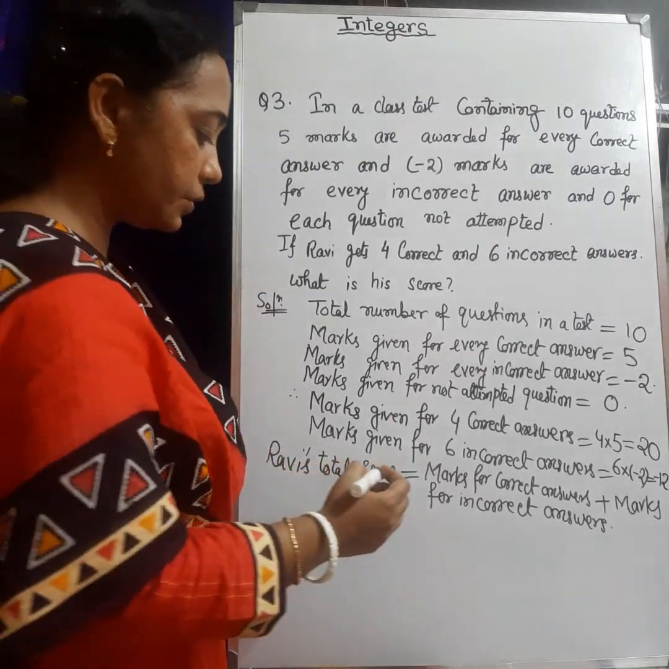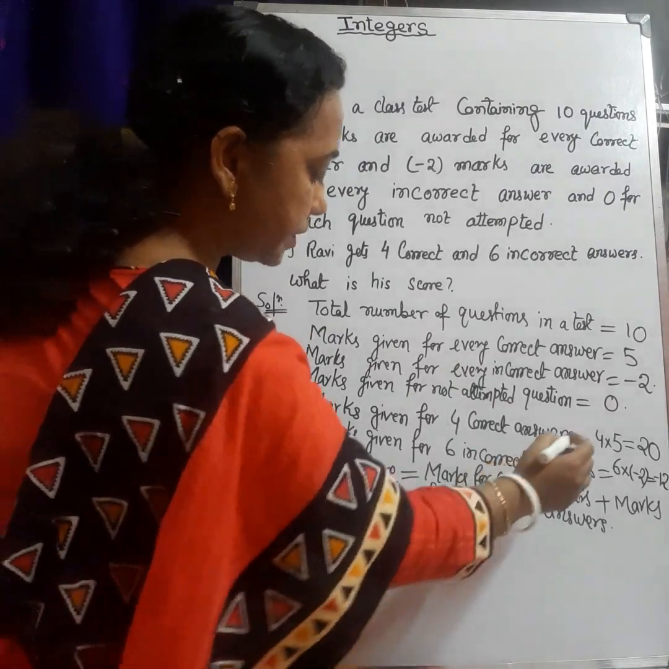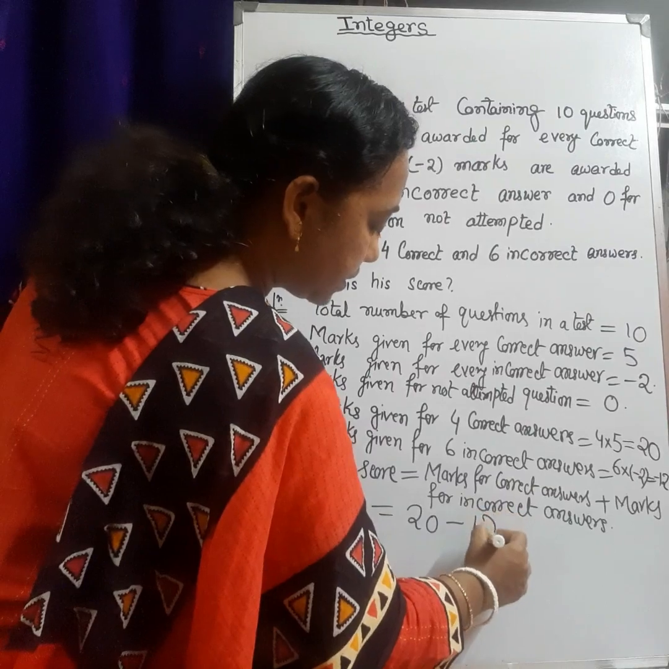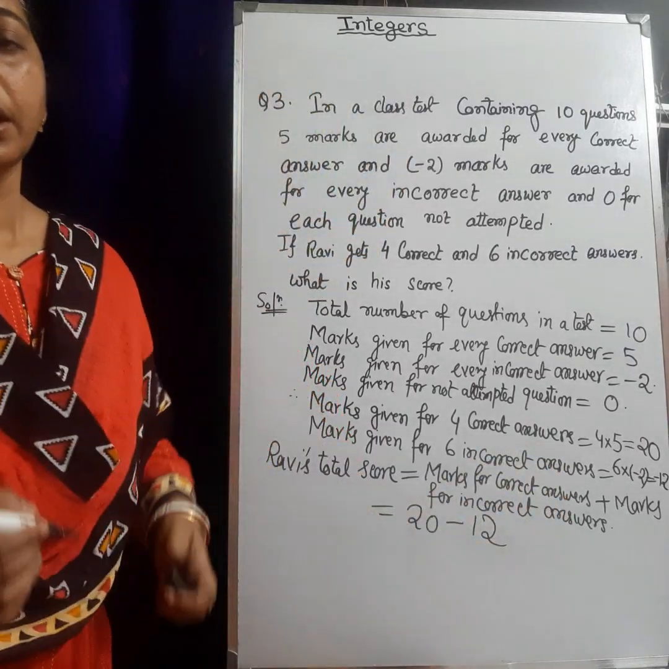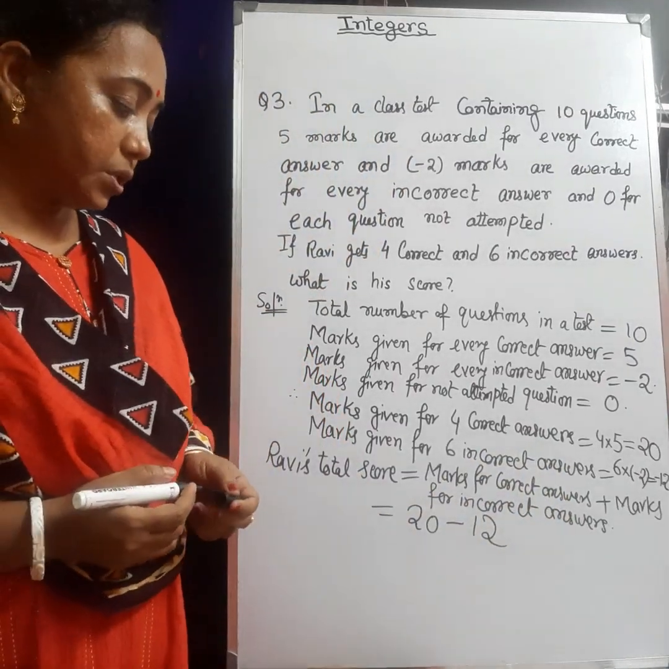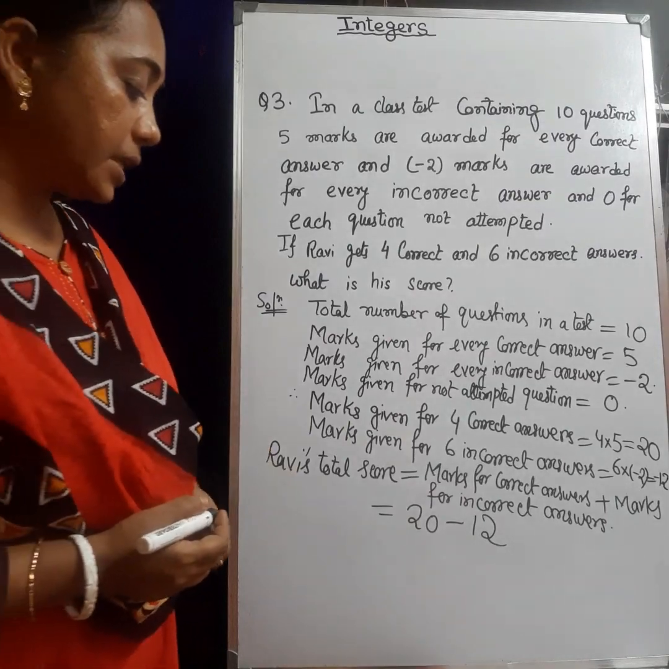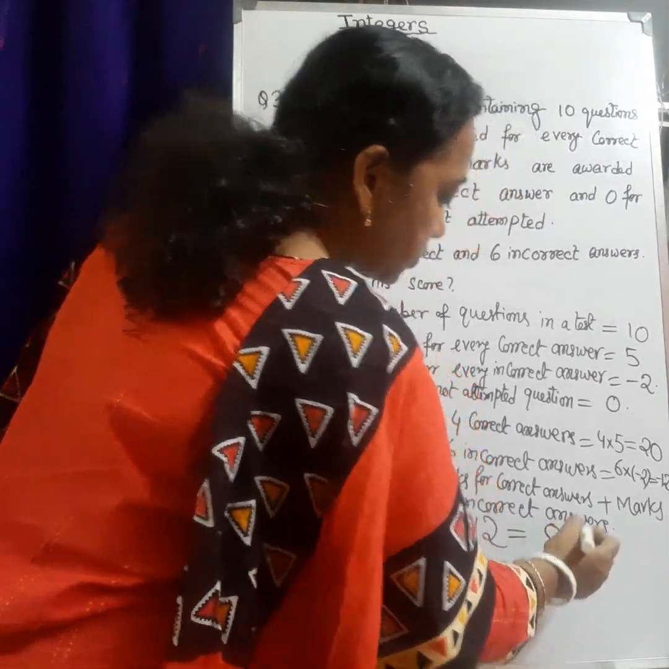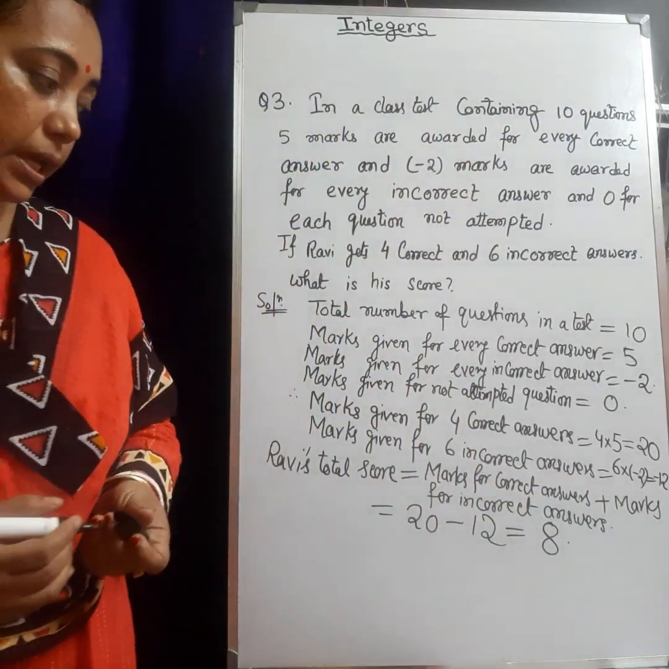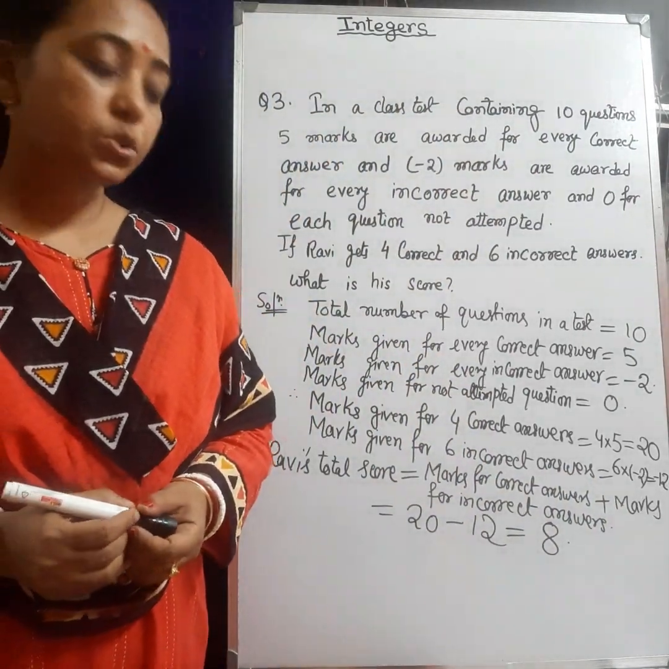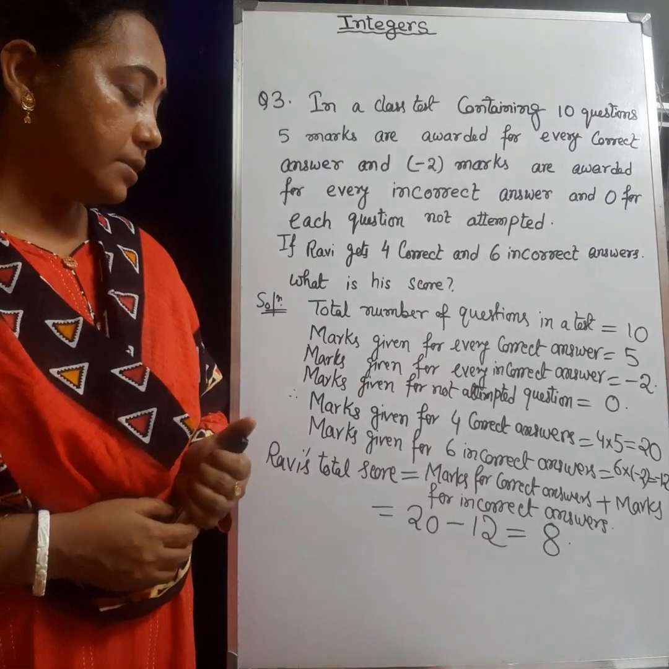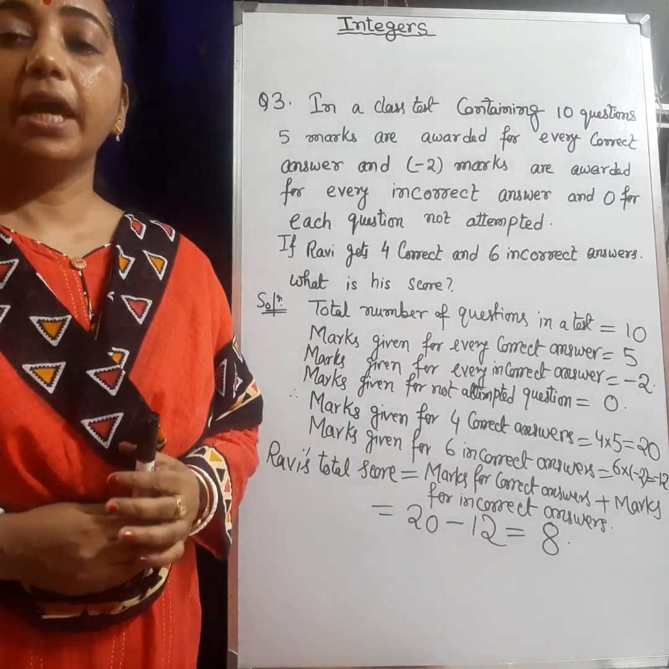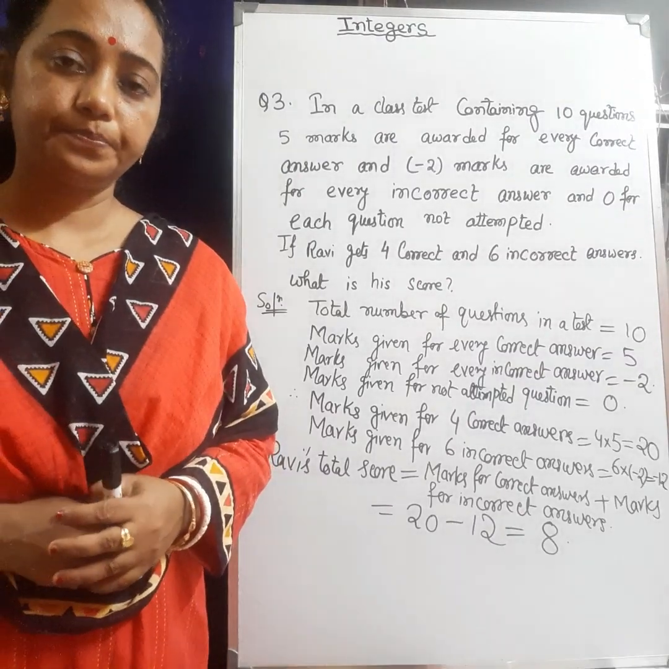So here marks given for correct answers is 20 and for incorrect answers is -12. That means 12 marks are to be deducted from the total score for giving correct answers. So that will be equal to 8. So Ravi's total score will be 8. So in this question we get the answer: the total score of Ravi is 8. So he gets a total of 8 marks.